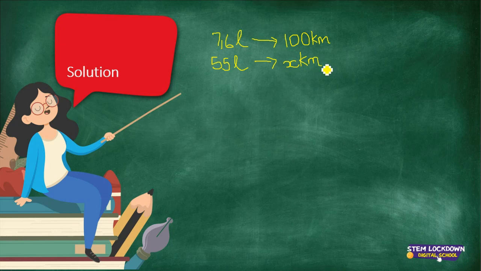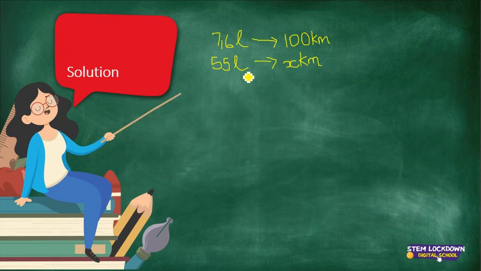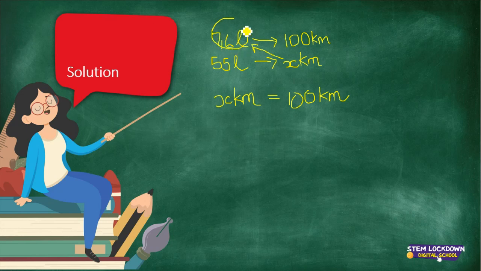So basically, this is how you set up your equation. The consumption, you have liters and kilometers. Your consumption in this case was given in this format, change it to this format. And then next step, to solve for the unknown, make sure that similar units are on the same side. To solve for my unknown, I'll use cross multiplication. So this needs to go up. You'll have here on the left-hand side, how many kilometers, equal to 100 kilometers on the right-hand side. And obviously, you still have 7.6 in this position here.